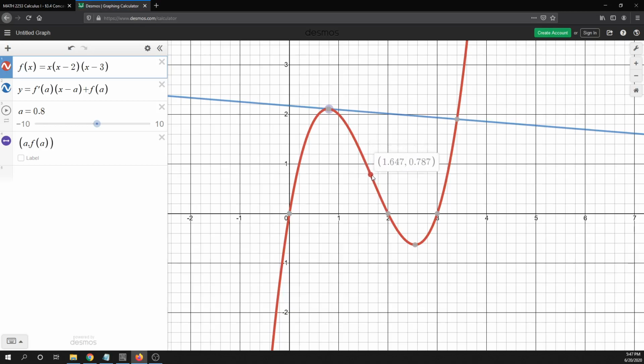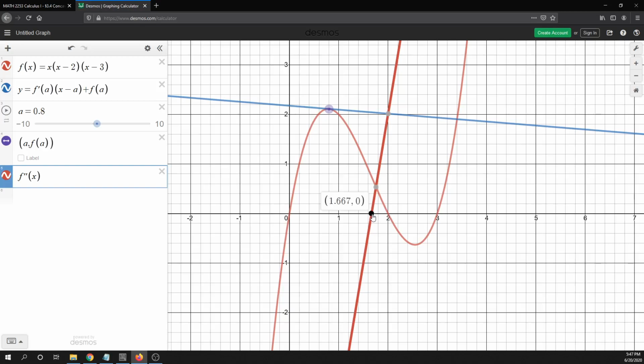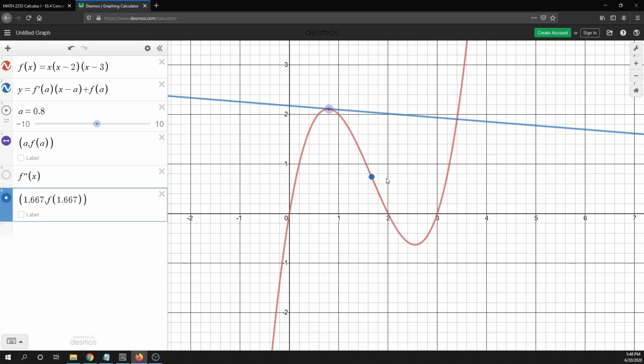Let's see, where is that at? I think it's about negative 1.67 there. So the inflection point here is approximately there. So it's right around in there where it changes from concave down to concave up. So you can see they're just a little bit harder to spot.